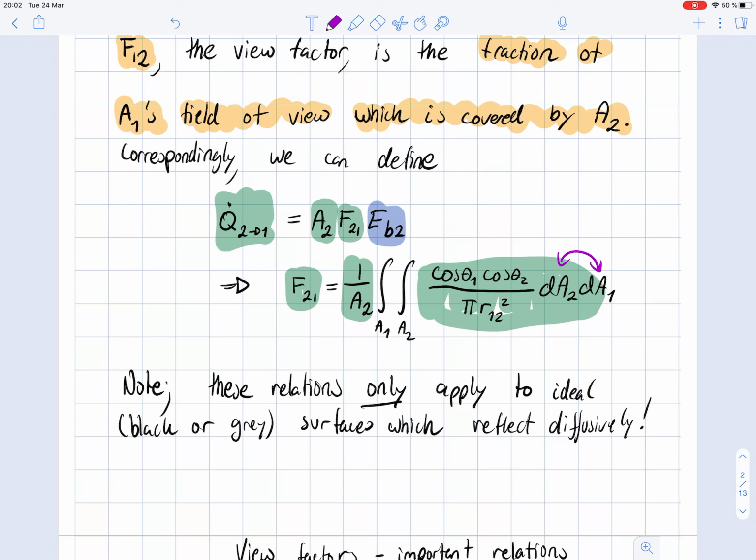Then it is important to note that we developed these relations based on ideal or semi-ideal formulation. That means that our surfaces are black or gray that reflect diffusively. So this essentially means that we have a constant emissivity and a constant absorptivity for the surface. But this is a good approximation for many surfaces that are of practical importance.